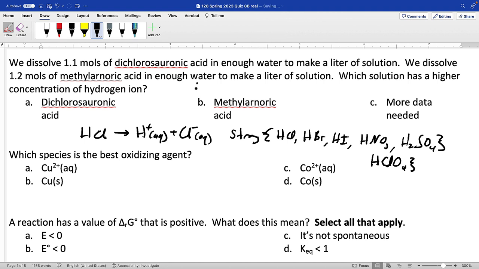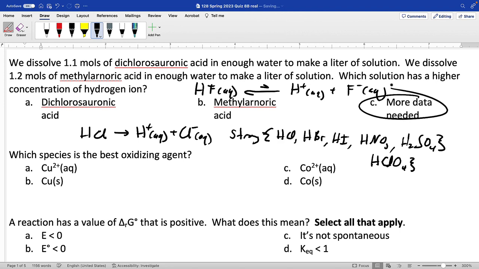And weak acids are different. They're going to have an equilibrium between the ionized form and the form that isn't ionized. And so to find out the concentration of hydrogen ion, we need an equilibrium constant. We need a Ka, and we don't have that. So it could be that the methanoic acid is a little bit more concentrated, but if it has a much smaller Ka, it's going to yield less hydrogen ion. So the answer is more data is needed.